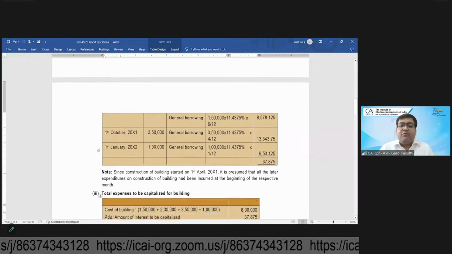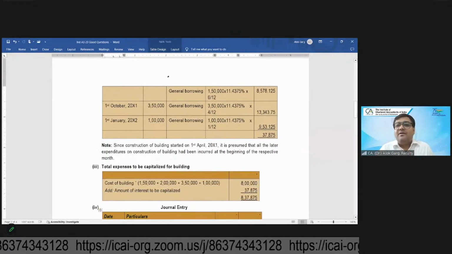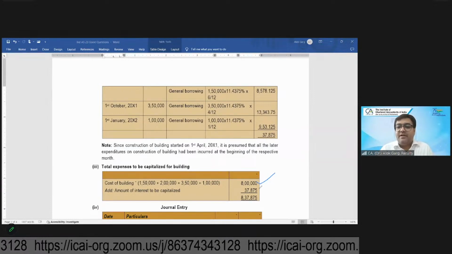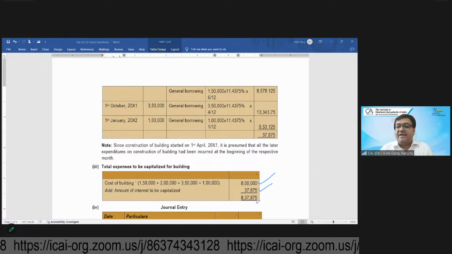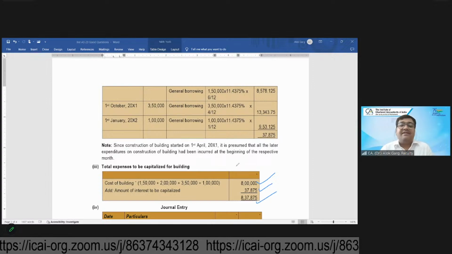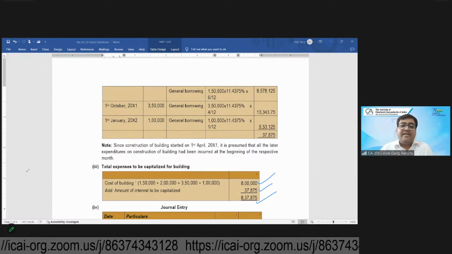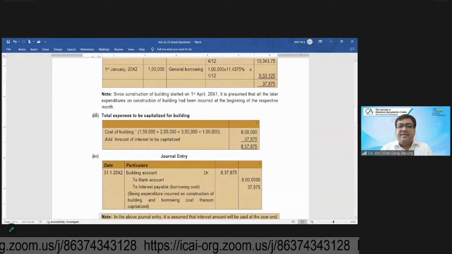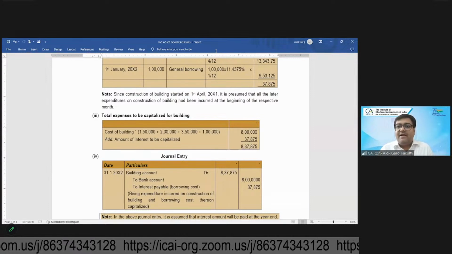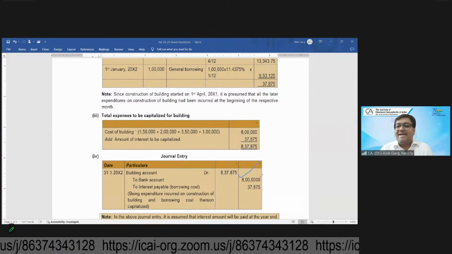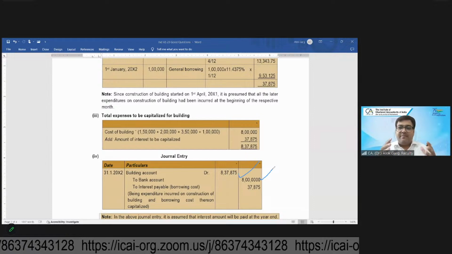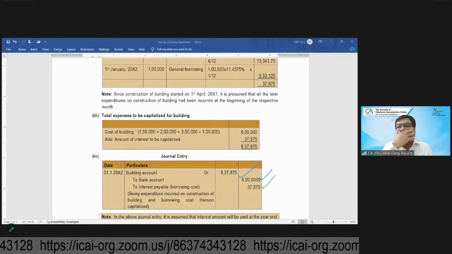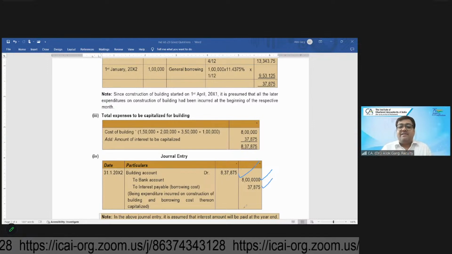Correct? Now, what is my total expense to be capitalized in the building? The total cost was 8 lakh rupees, 1.5 plus 2 plus 3.5 plus 1. Interest cost capitalization 37,875. The total cost of the building is 837,875. What is the accounting entry? Asset needs to be capitalized. Building account debit 837,875. Correct? Building account debit 837,875 to bank, the amount expensed on the construction of the building, to interest payable, assuming that interest has to be paid at the end of the year, 37,875, right?